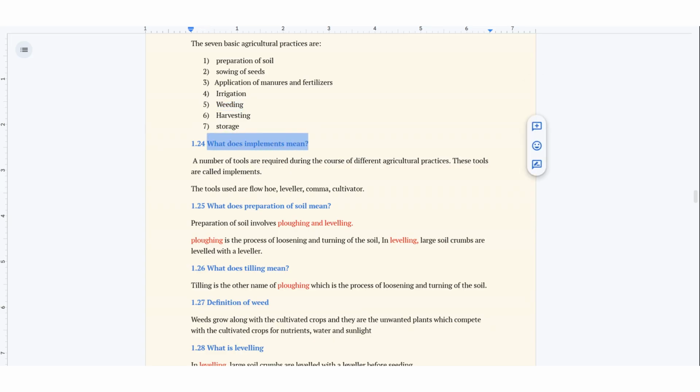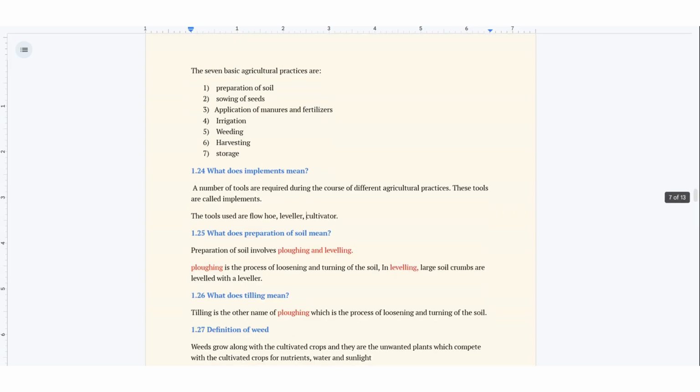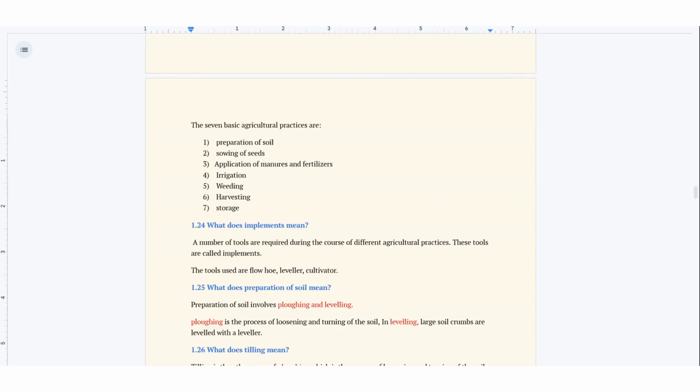What does implements mean? A number of tools that are required during the course of different agricultural practices. These tools are called implements. The tools used are plow, hoe, leveler, cultivator. Okay. Here we saw in the picture, right? These are the things. Here is a spelling error.